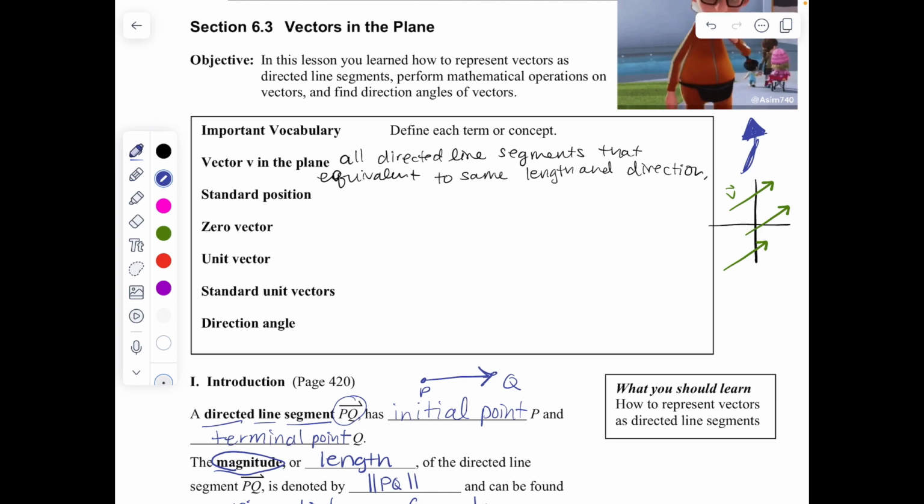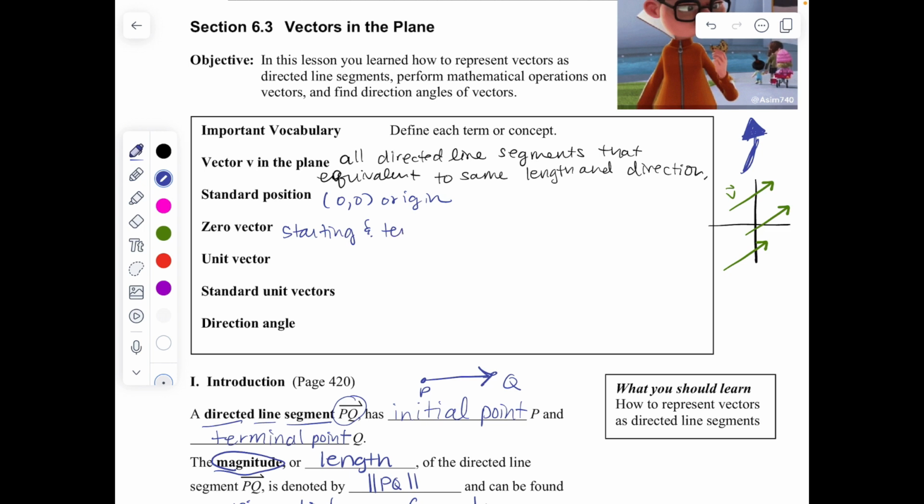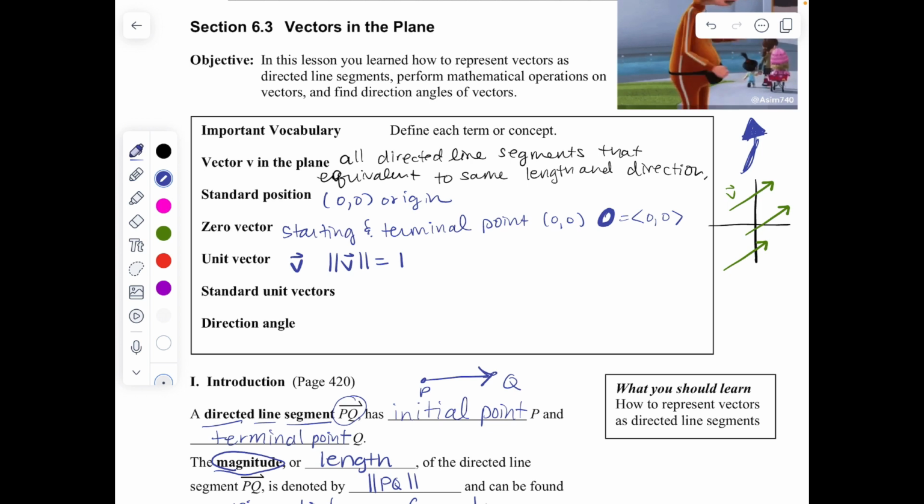So standard position, remember, always starts at the origin, 0, 0. If it's a 0 vector, basically the starting and ending point, or initial and terminal point, are at 0, 0. So therefore we have this bolded 0 vector, which is the component form 0, 0. A unit vector is the vector v such that the magnitude of v equals a distance of 1.